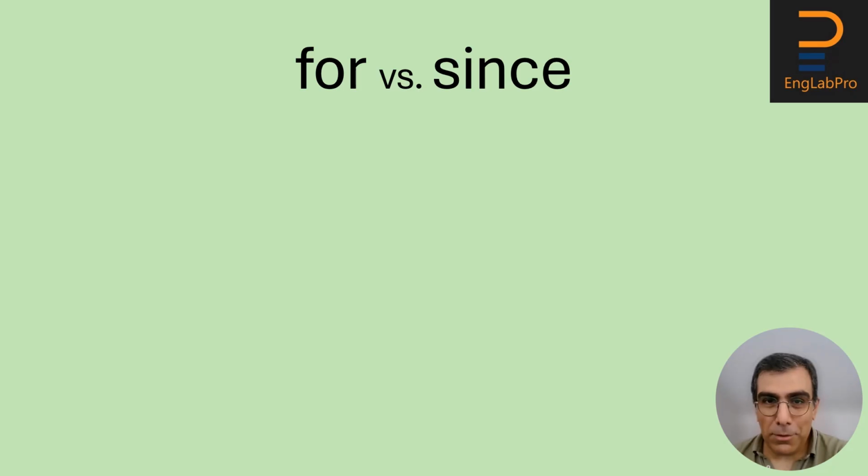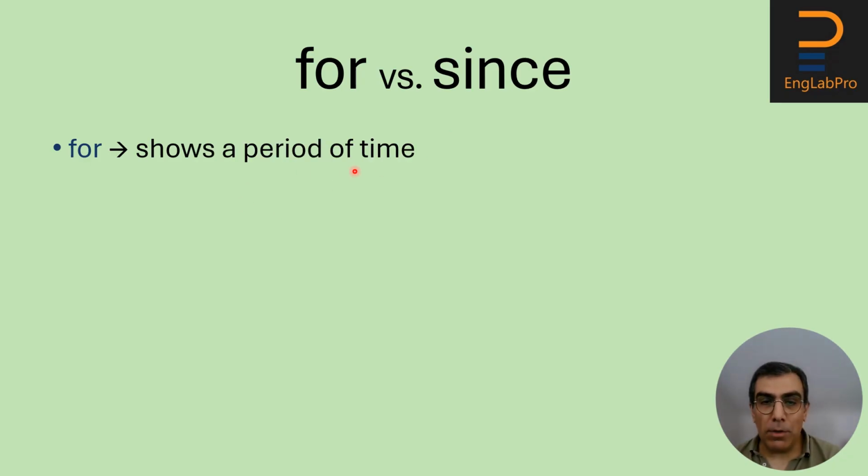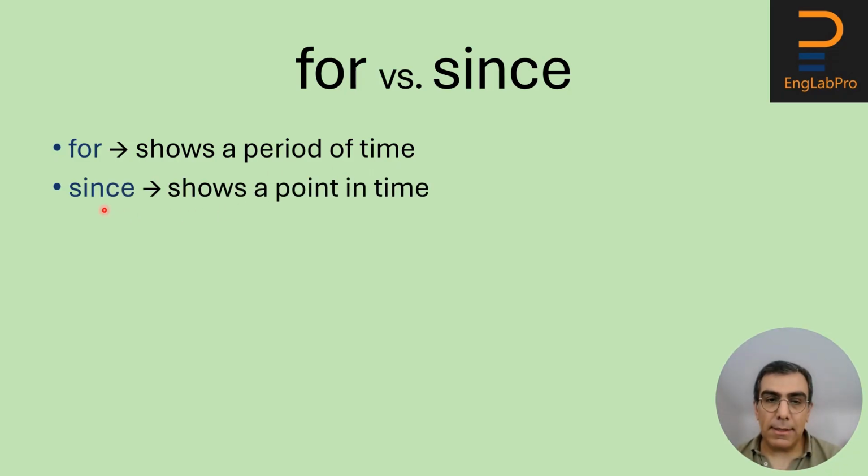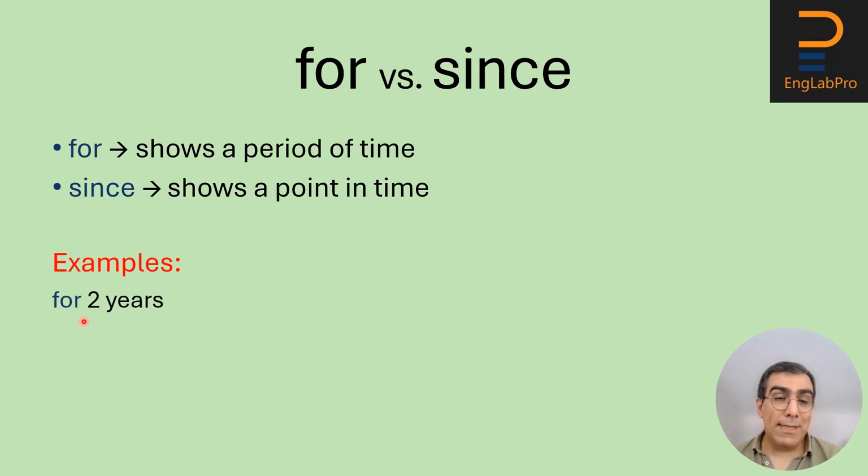It is also important to know the difference between for and since. Well, for is used to show a period of time, a duration of time, while since is used to show a point in time. So let me give you some examples to make it easier for you to understand what I mean. Well, we say for 2 years, for a duration of 2 years. But since 2 years ago is a point in time.